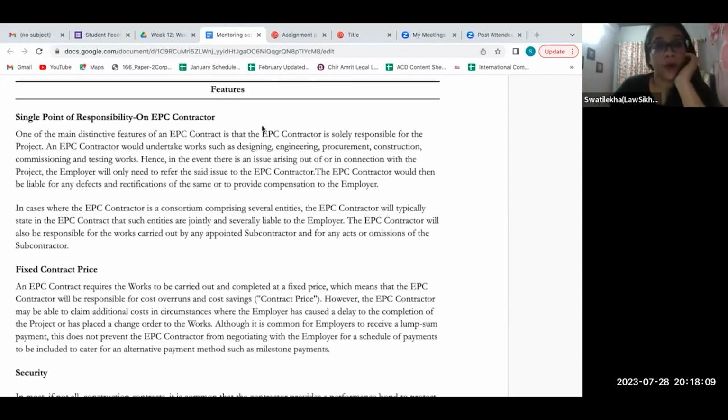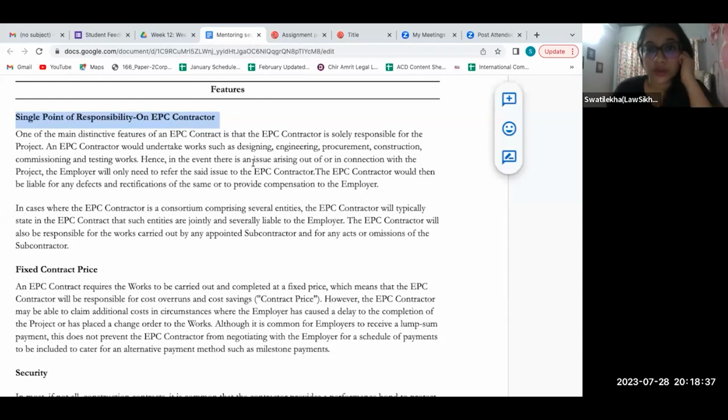I'll come to the important features or the important aspects of EPC. As I told you, the most important feature is the single point responsibility on the EPC contractor. Everything, understand this, everything related to the project, basically the designing, engineering, procurement, construction, commissioning, testing, everything is the single point or sole responsibility of the EPC contractor.